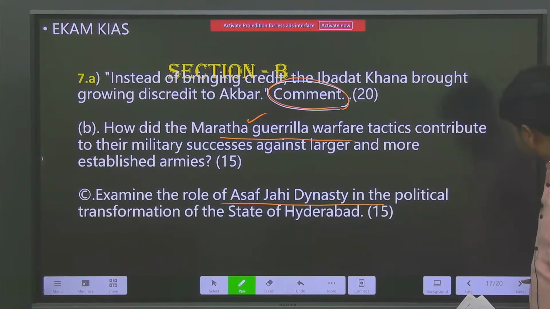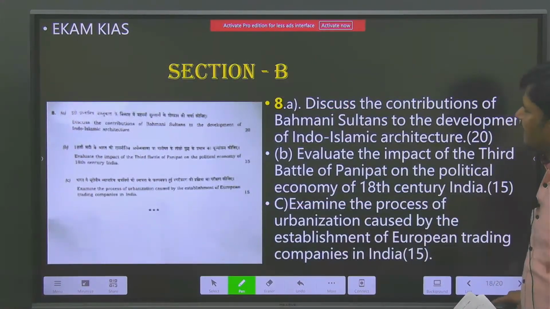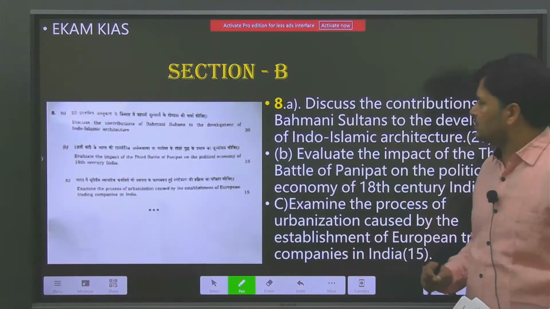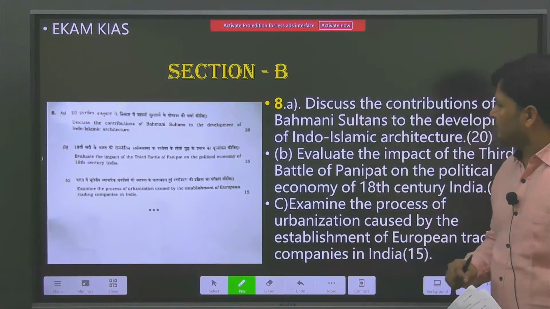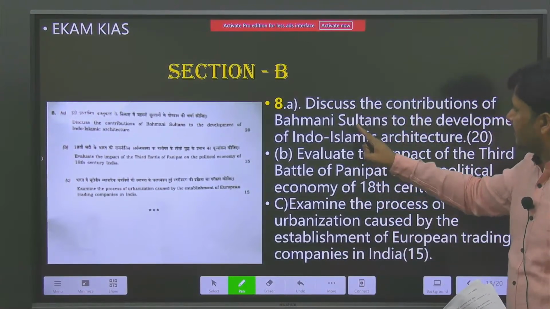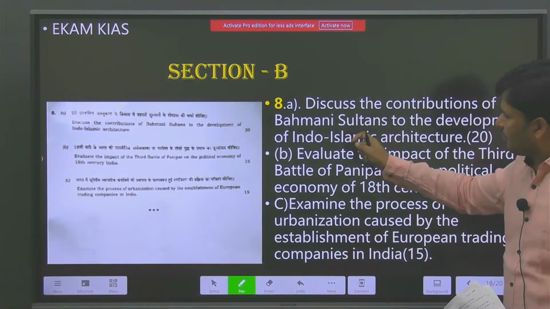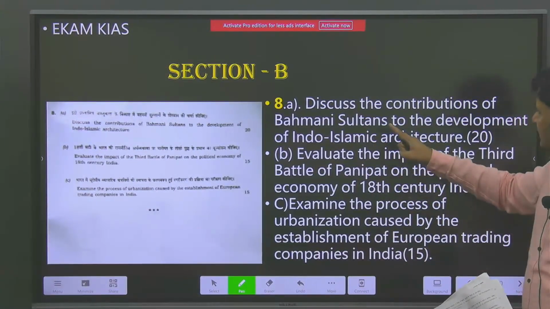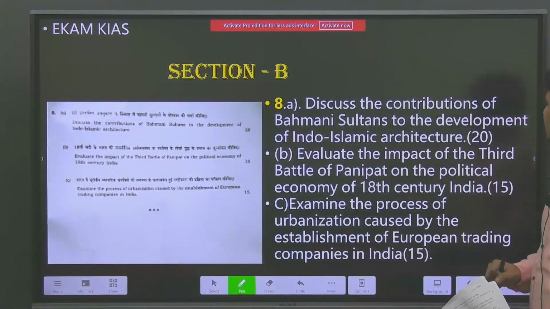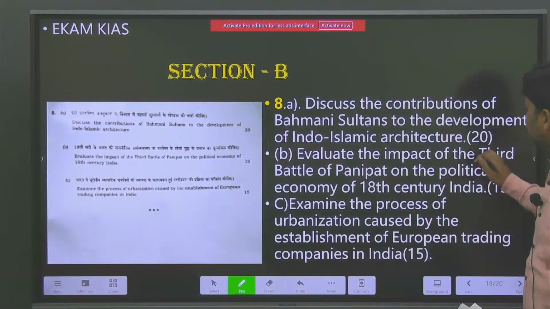It's all about the seventh question of Section B, and finally Section B, eighth question, which once again has three options. Option A, the first question under Section B, eighth question: discuss the contributions of Bahmani sultans to the development of Indo-Islamic architecture.